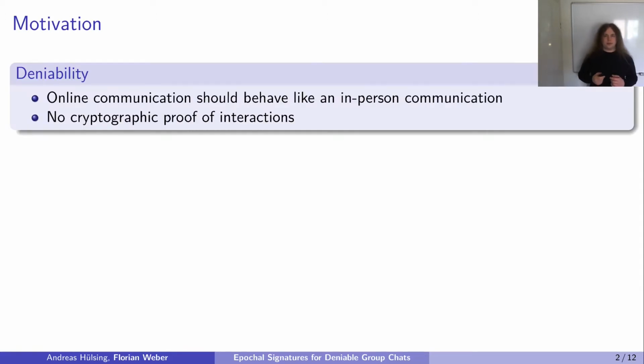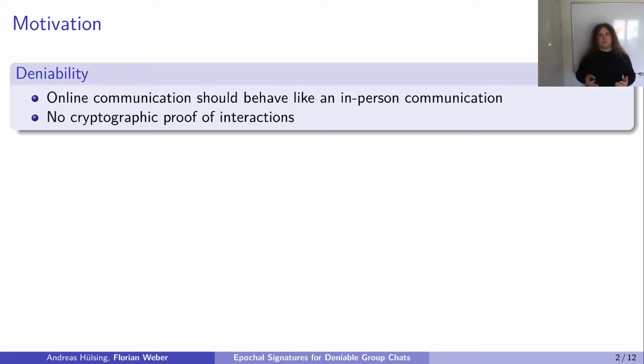Nowadays, a lot of communication is moved online. However, some of the properties of offline communication are not necessarily preserved that way, and one of those properties is sometimes deniability. Deniability is the notion that whatever I say in a communication cannot be later on proven against me that I said it, or for that matter, even that I participated in that communication.